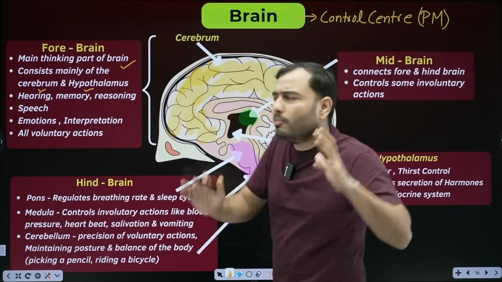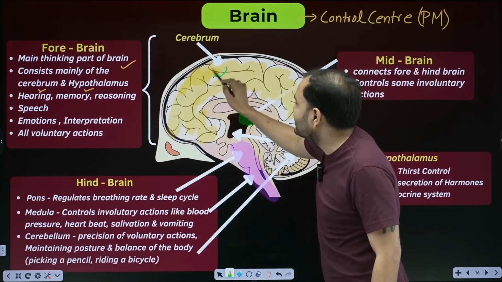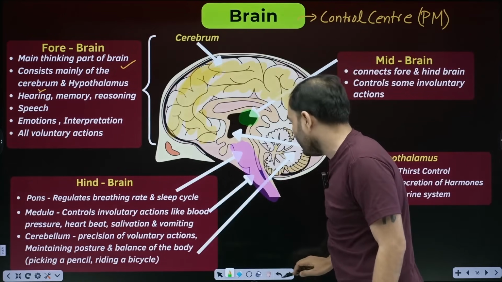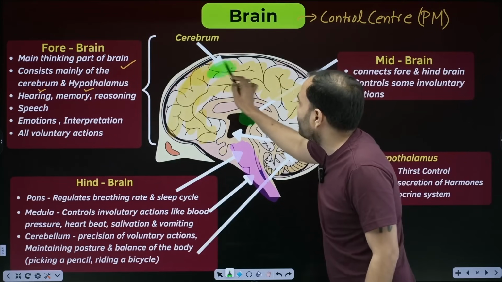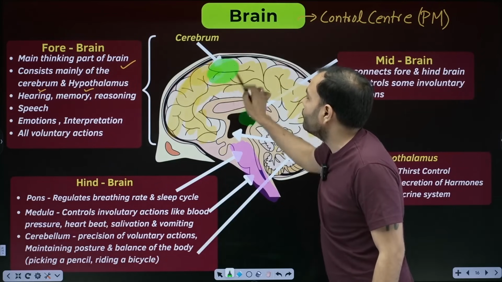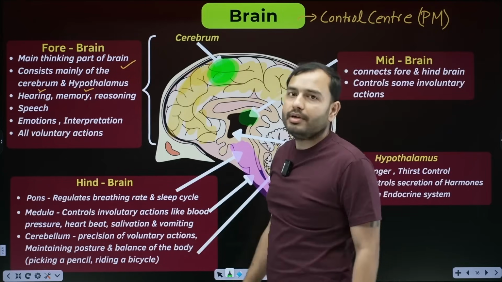It's the main thinking part of the body. Where is the cerebrum? This area is called the cerebrum. Beta, don't mark an exact location in the exam, because these are very complex structures. This part of your forebrain is the cerebrum.